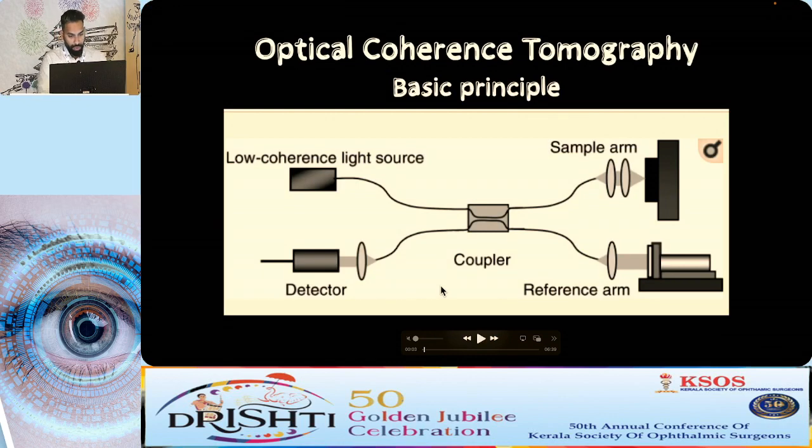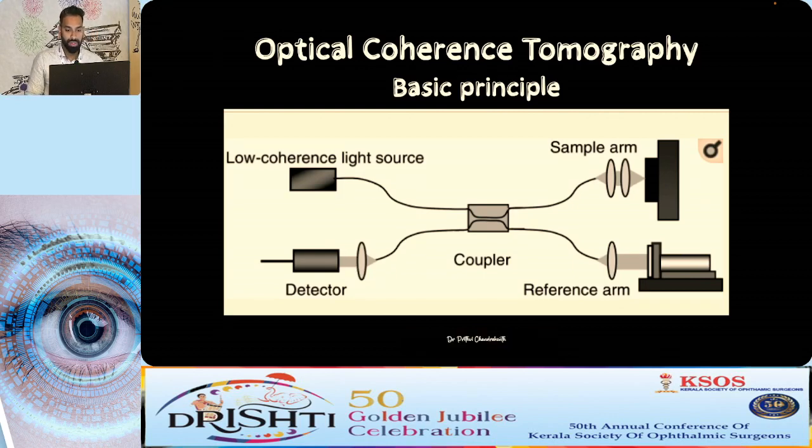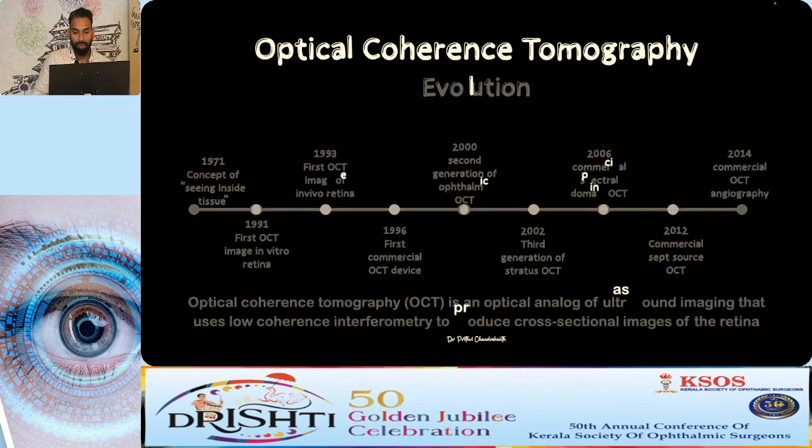So as we all know, optical coherence tomography or OCT, the basic principle is the low coherence light source which goes to a coupler, gets split and goes to the sample arm, that's the tissue which we want to examine, and then one goes to the reference arm. So when it comes back, it has a small difference or interference. So this interference is detected by the detector and gives the image. So this is the basic principle. That's Michelson's interferometer principle.